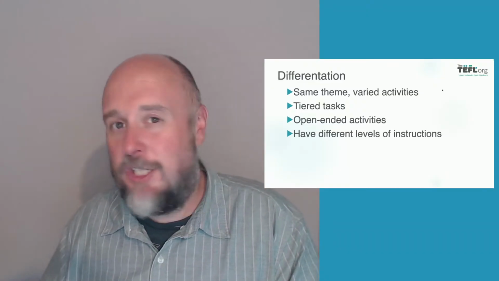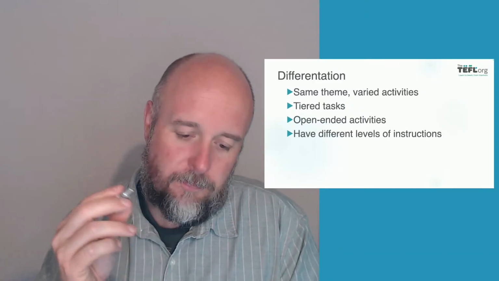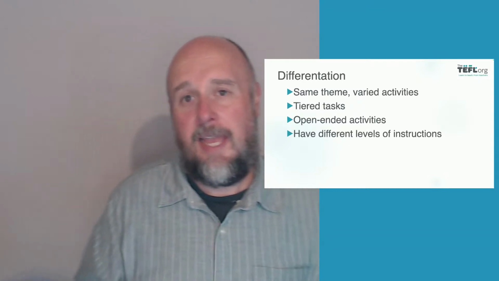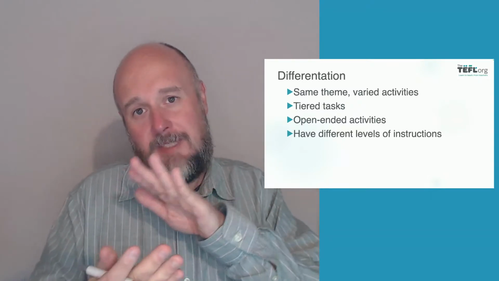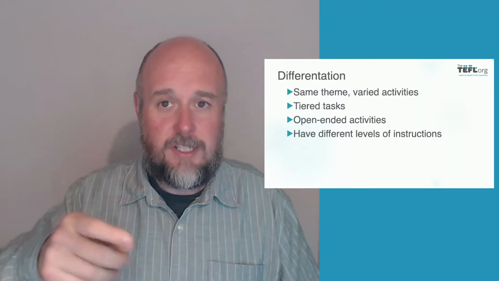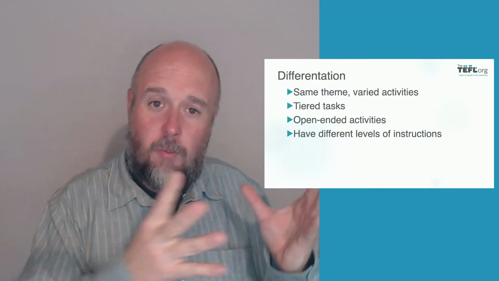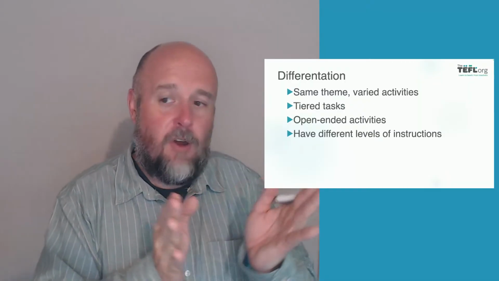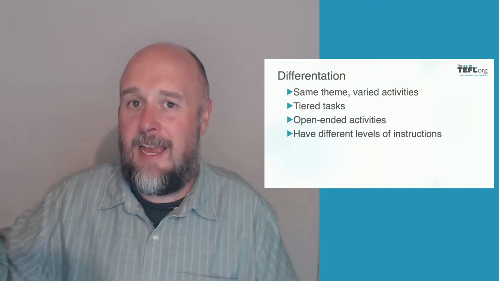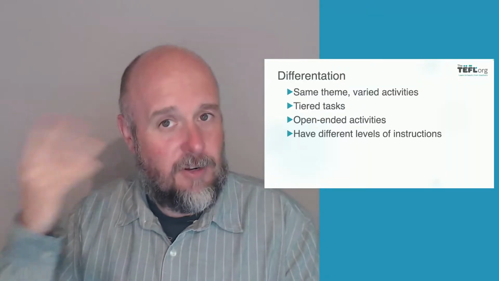Have different levels of instructions. So when you give a task out, instead of speaking the instructions, maybe you could hand out a piece of paper with the instructions on. For the weaker ones, they've got a lot more help in terms of the instructions, whereas the stronger ones have less help, and then they've got to think about it a bit more.